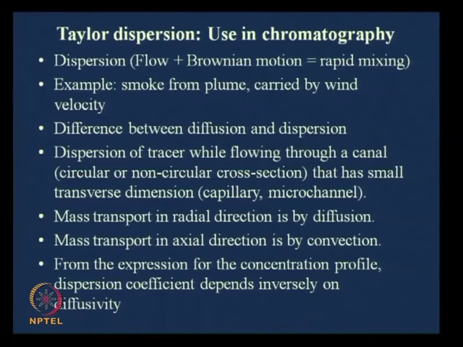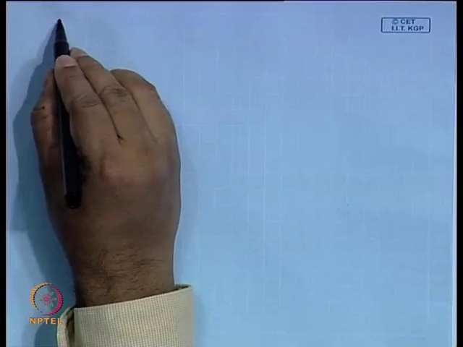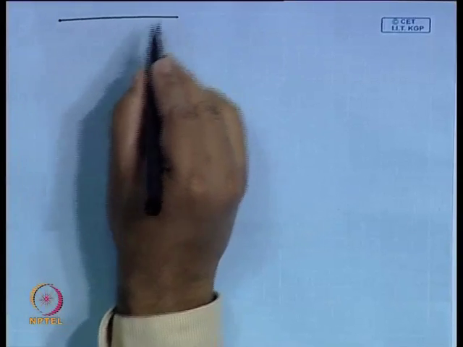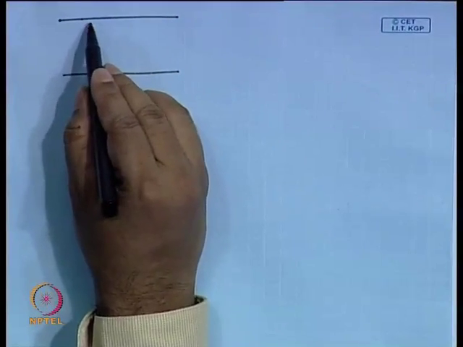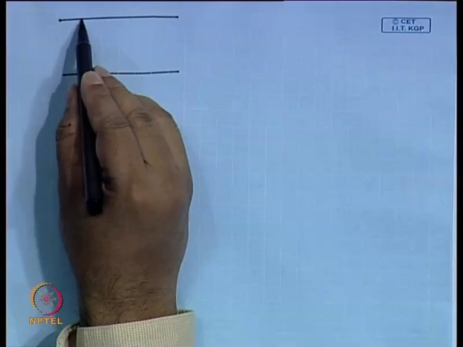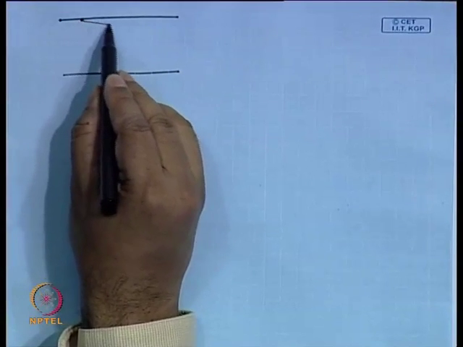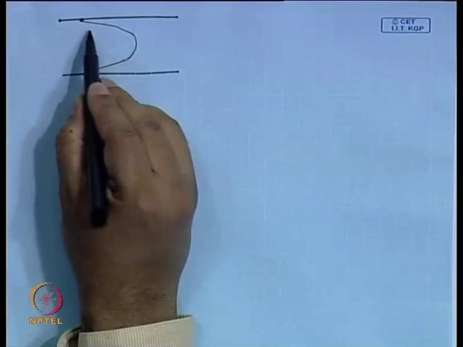Now, dispersion of tracer while flowing through a canal, whether circular or non-circular cross section, that has small transverse dimension, that is what we are interested in, and that is referred to as Taylor dispersion. What is that now? Suppose you have a flow going on, and you have a parabolic velocity profile.